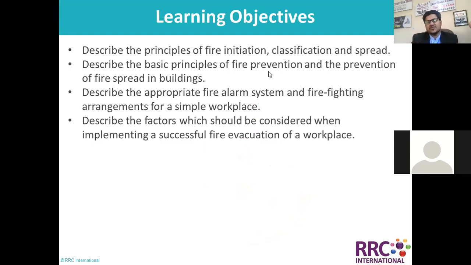And firefighting system, of course, almost every company has a firefighting team and emergency response teams. But the most important factor is how we differentiate fire protection, fire prevention, and firefighting. And how do we prevent fire from spreading more rapidly inside the building? We're also going to discuss an appropriate fire alarm system and firefighting arrangements for a simple workplace, and the factors which should be considered when implementing a successful fire evacuation of a workplace. So these are a few of the objectives.